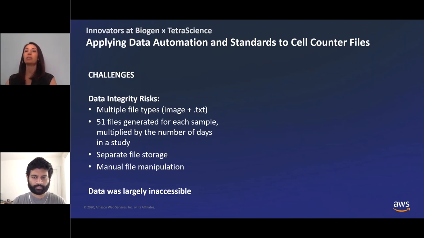The fact that the files were stored separately was a big issue. Each of those 50 images plus the text file all stored separately, and just the manual manipulation required to go through this entire process. So what that all rolls up to is the fact that the data just wasn't accessible. If their data scientists wanted to do more secondary analysis and cross-cutting analysis across experiments or runs or some time period, it was almost impossible for them to do that.